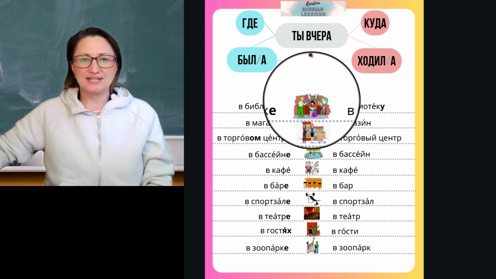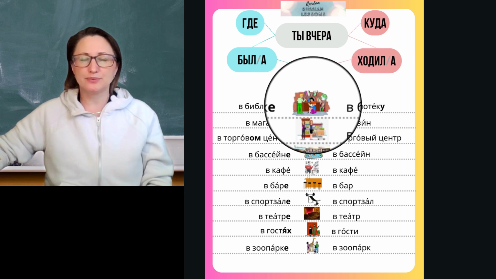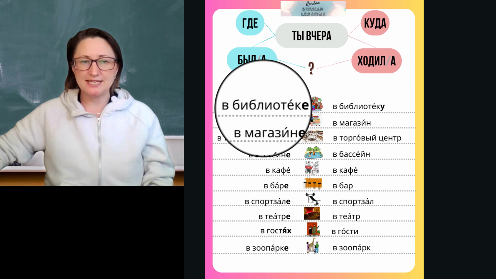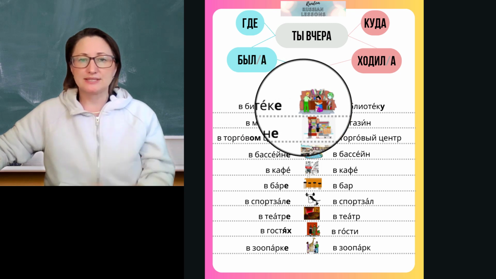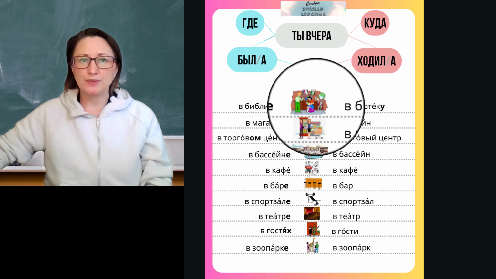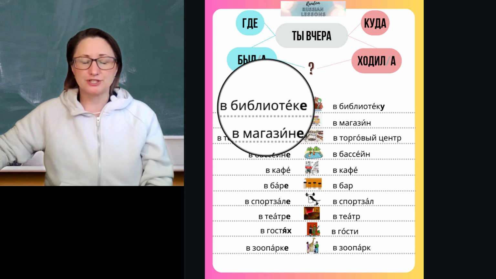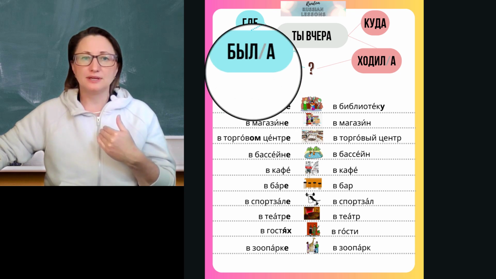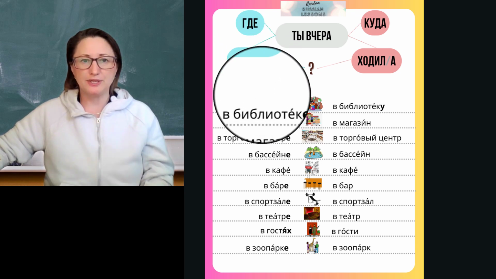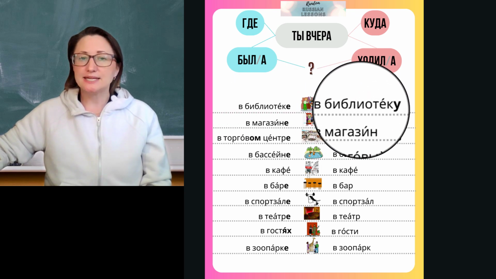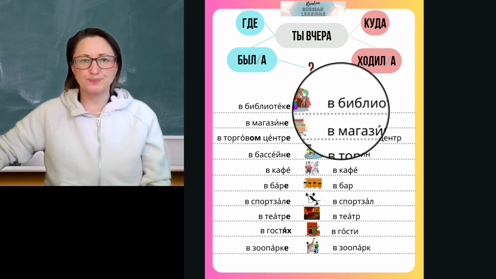Okay, let's take a look. So here we have the library. If you want to say it as a location, it will be в библиотеке. However, if it's a destination, that will be в библиотеку. Где ты была вчера, Анна? Я была, I'm using the female version of this verb because I'm female. Я была в библиотеке. Я ходила в библиотеку.